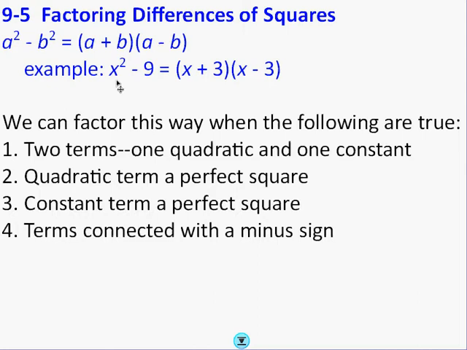Because x squared is a perfect square, and because 9 is a perfect square, and because they're connected with a minus sign, I can factor this as the product of x plus 3 times x minus 3. And again, this x is the square root of x squared, the square root of 9 is 3. So those numbers show up in the factorization.